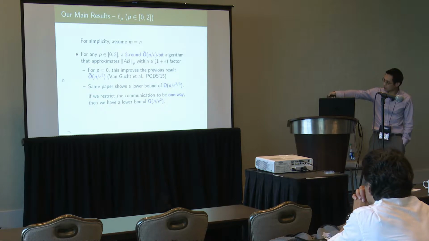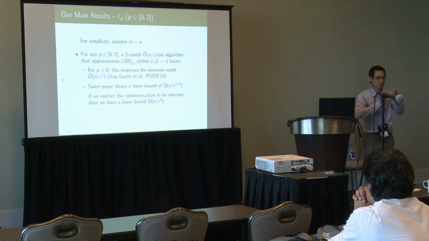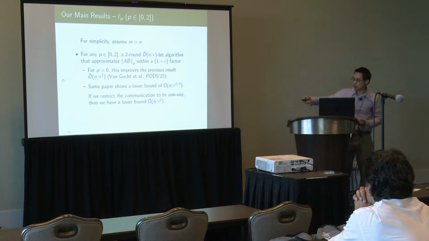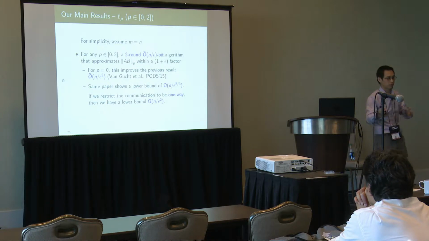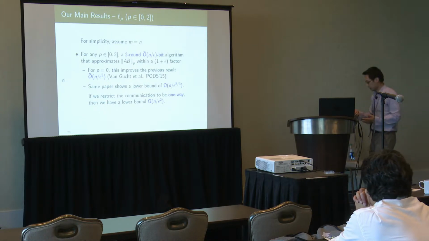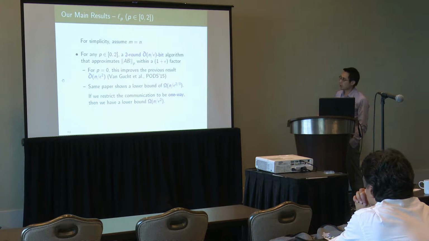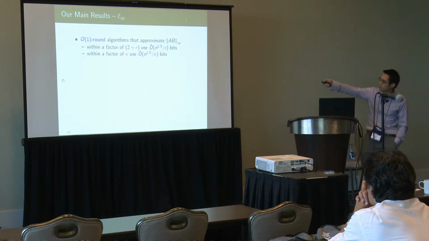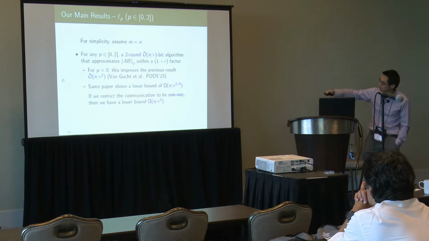This previous paper also shows that if we restrict the communication to be one-way, meaning we only allow Alice to send the message to Bob, and then Bob has to output the answer, then there is a lower bound of n over epsilon squared. So our result actually shows a separation between one-way communication and multi-round communication. Okay, so this is for the L_p norm, for p between 0 and 2.